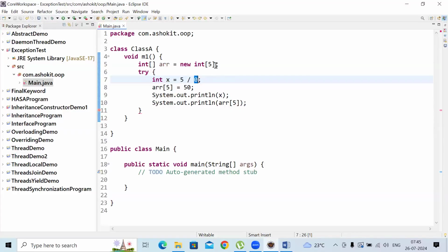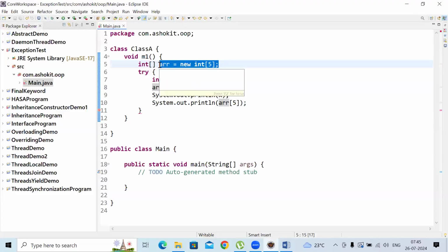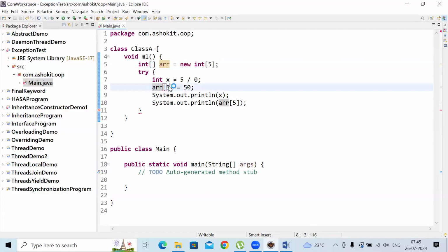Why? Because what is the size of the array? 5. As you know, when array size is 5, array indexes are from 0 to 4. But actually, what I am giving here is ARR of index 5. If array size is 5, then we don't have an index called 5, right? What's the last index of this array? 4. Starting index is 0, last index is 4. But what is the index I am using here? 5.